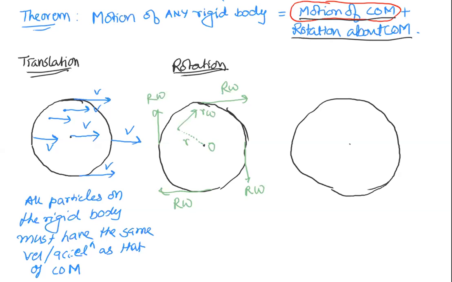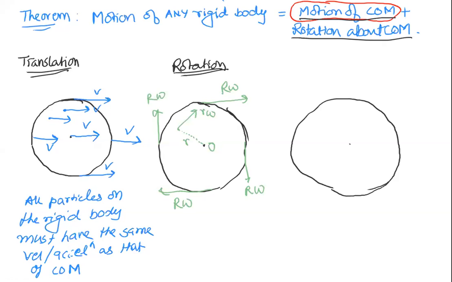Translation, every point has the same velocity. That velocity is equal to the velocity of center of mass. Or another way of looking at this, every point has the same acceleration, which is the same as the acceleration of the center of mass.